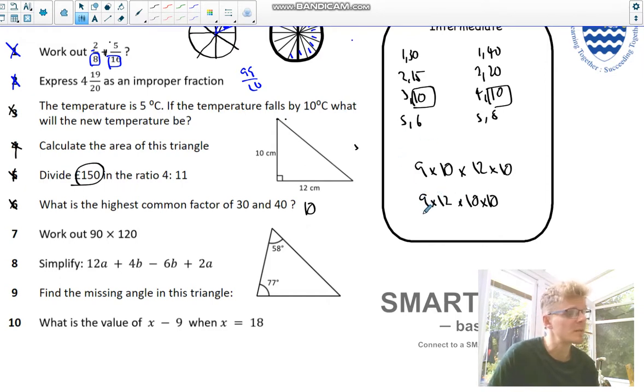So 9 times 12, well, 9 times 10 would be 90 from our times tables, and then 2 more 9s. So let's just break it down. 9 times 10 is 90. And then 9 times 2 is 18. So that's 12 lots in total. That gives us 108 if we add it together.